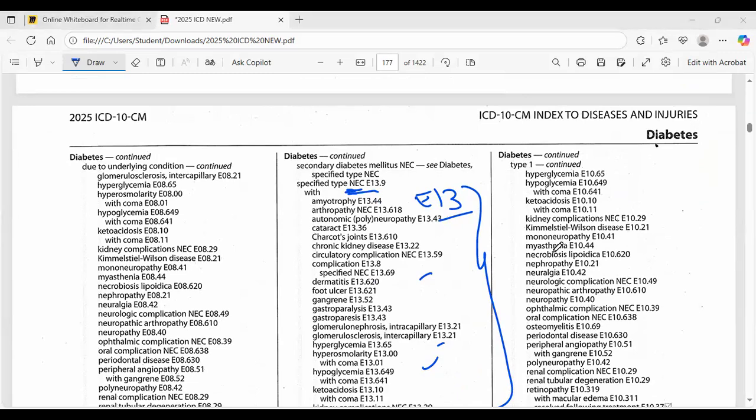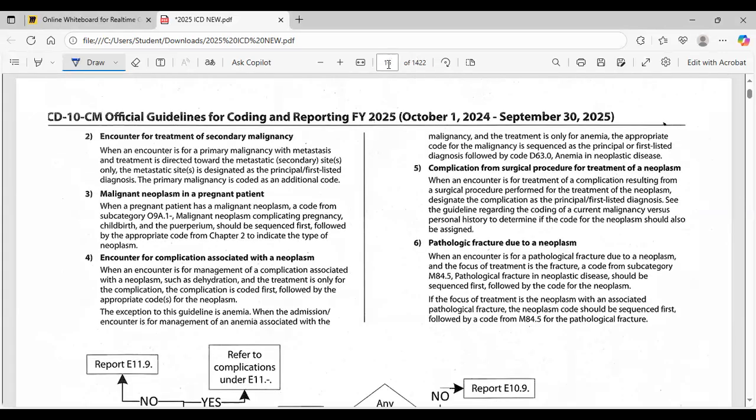Perfect. Okay. Do you want to ask any question on secondary diabetes, or are we good to move further? Okay, let me do one thing. Let's go through the guideline once. If we are able to follow, then we will not do the questions. If we have any doubt, then we will try to solve the question.